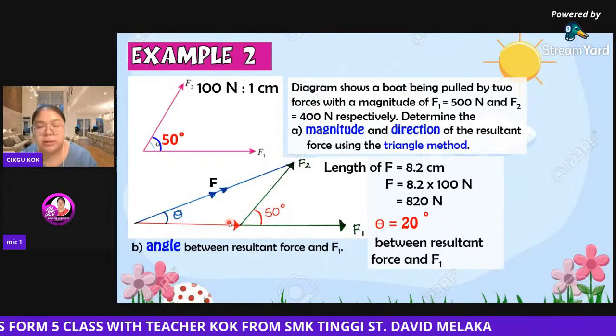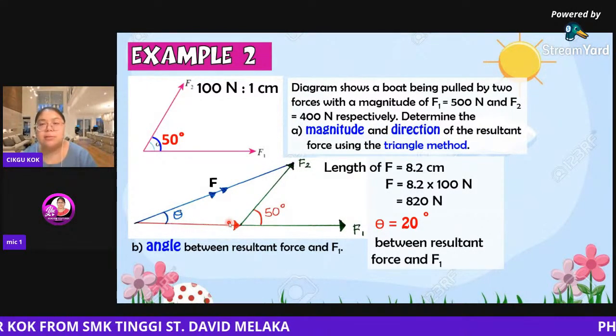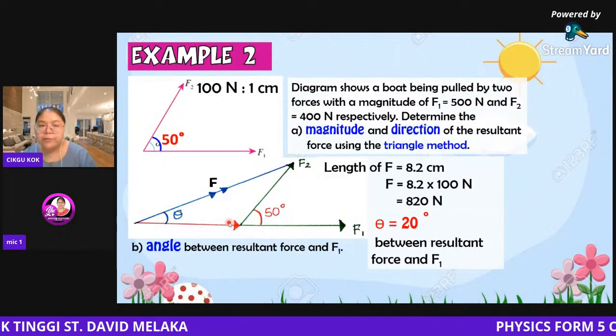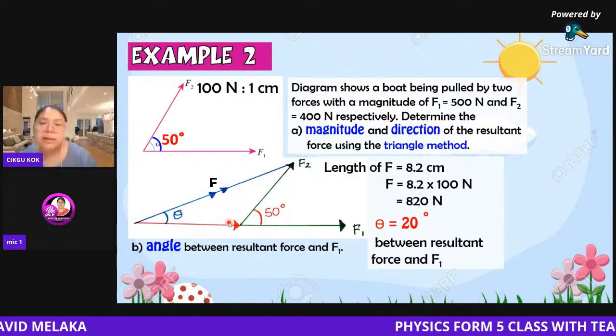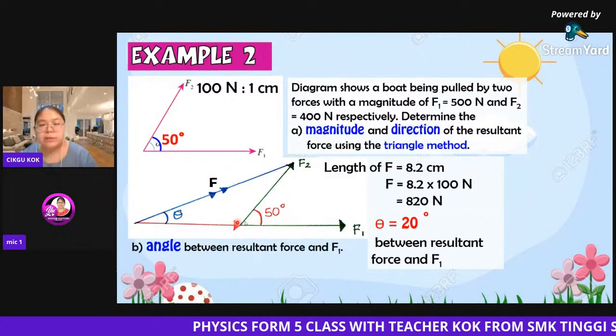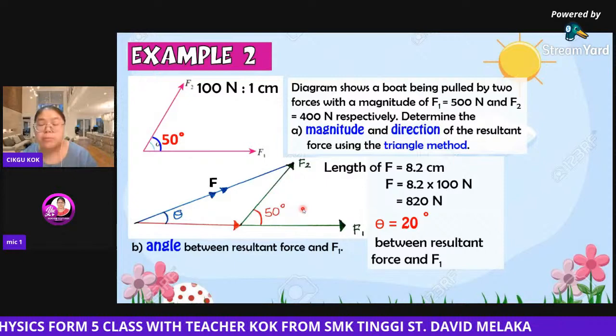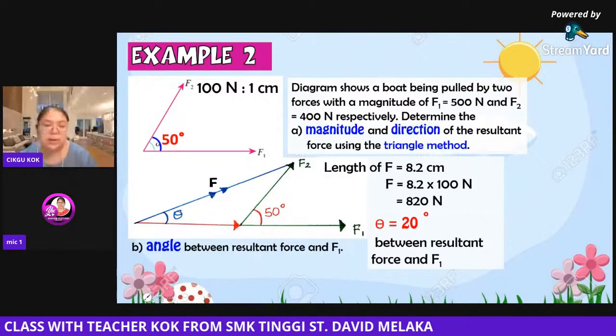So that is my resultant force by the triangle drawing method. Both methods should give the same answer. Just the drawing part is different. If the question wants you to draw, then you must draw. You cannot calculate to come up with the answer.